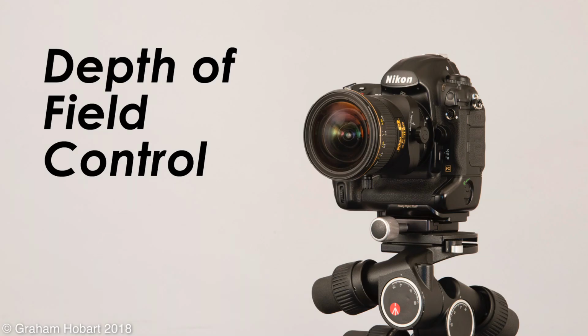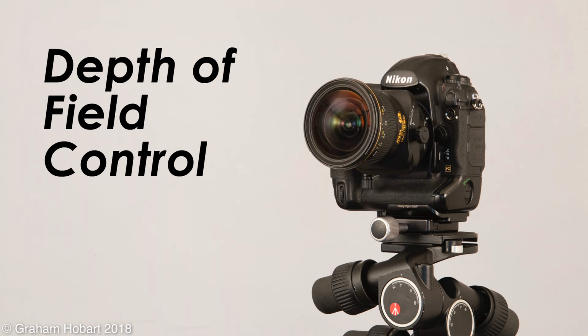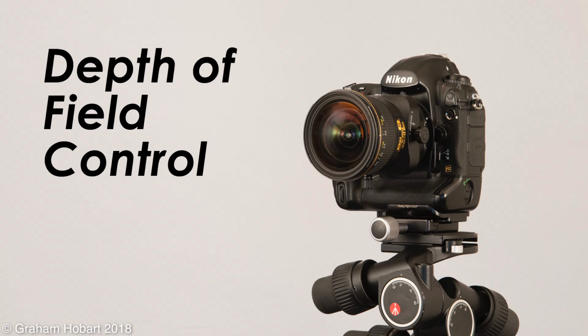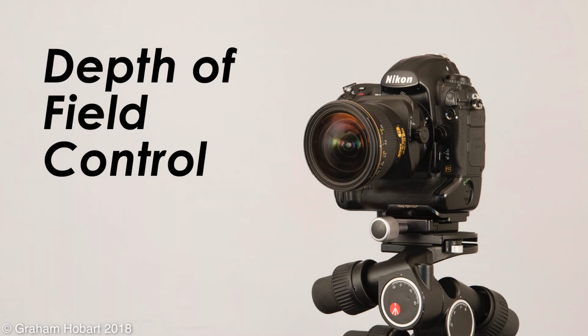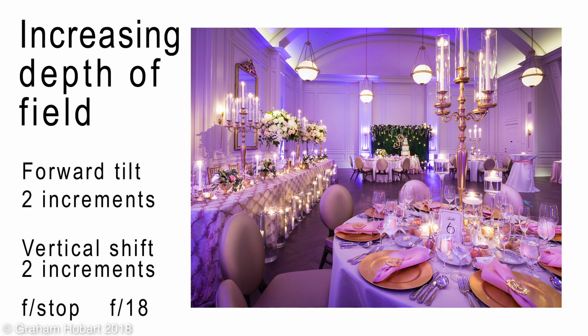So let's explore the depth of field control. This is achieved by tilting or swinging the lens, which is basically bending the front of the lens down or sideways or up. If we want to increase the depth of field, we can do something like in this shot where I tilted the lens down 2 increments, and I combined that with a vertical downward shift of 2 increments so I can see down to the table.